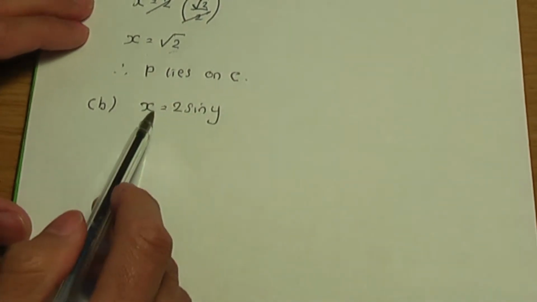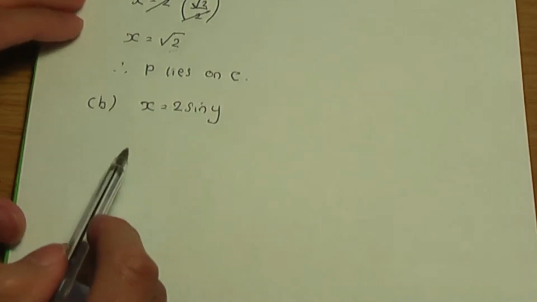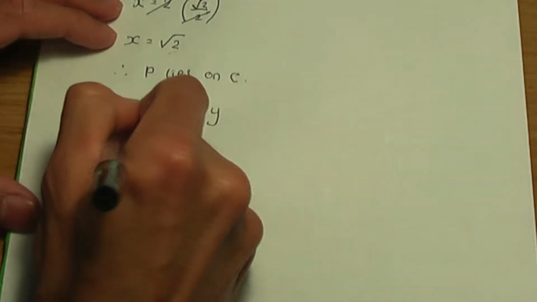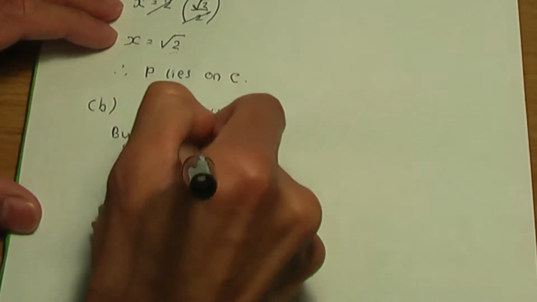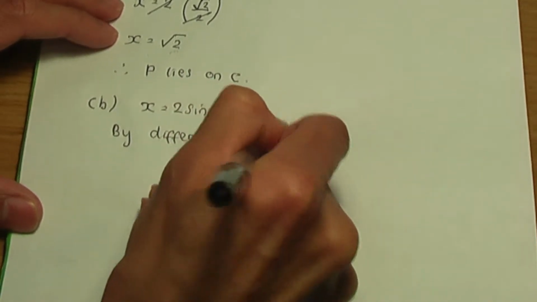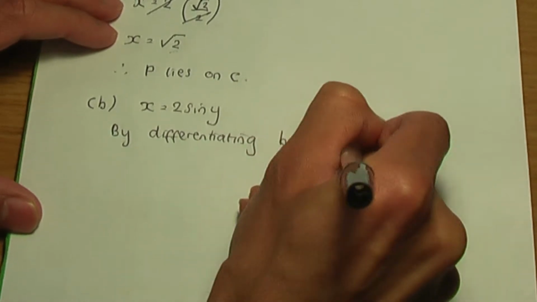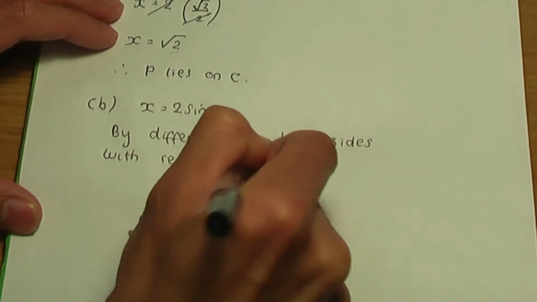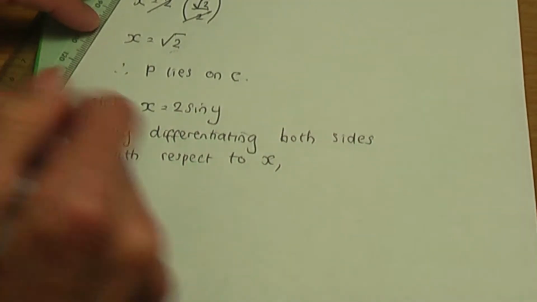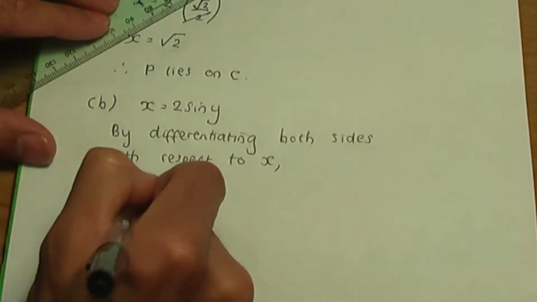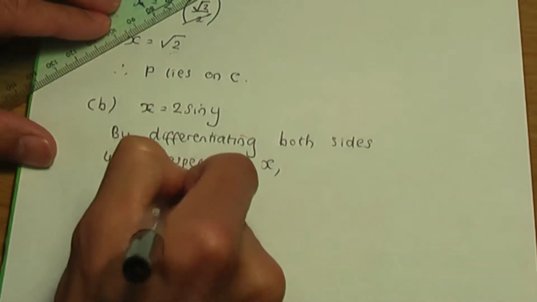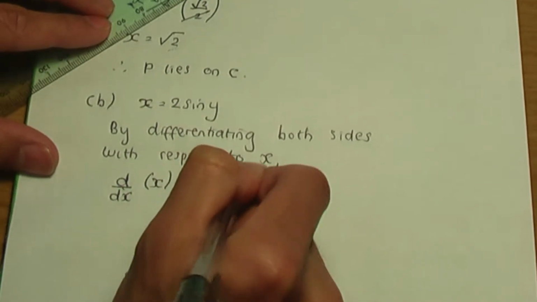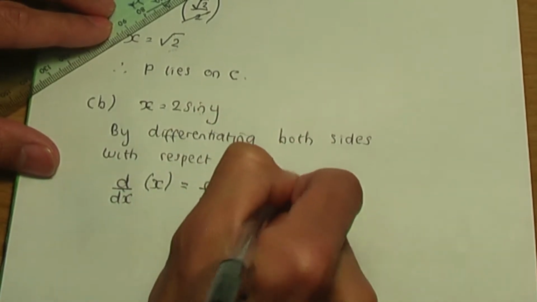Over here we have the given equation, x equals 2 sine y. To work out dy over dx, we need to differentiate both sides with respect to x. So let's do that very step. By differentiating both sides with respect to x, we mean working out d by dx of the left-hand term of this equation, which is x, and also working out d by dx of the right-hand term of this equation, which is 2 sine y.